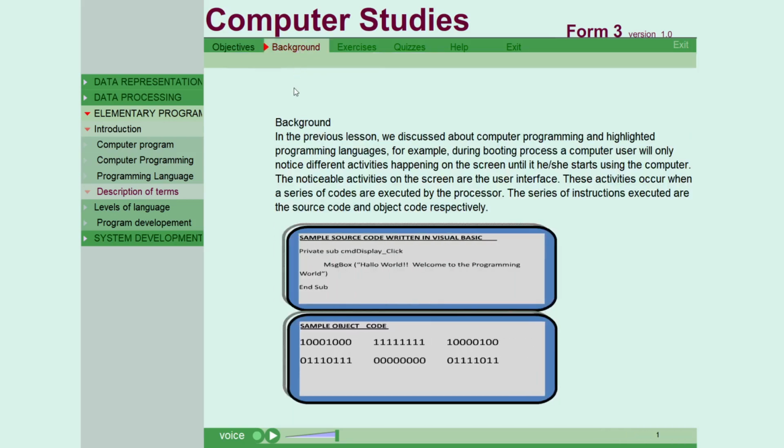In the previous lesson, we discussed computer programming and highlighted programming languages. For example, during the booting process, a computer user will only notice different activities happening on the screen until he or she starts using the computer. The noticeable activities on the screen are the user interface. These activities occur when a series of codes are executed by the processor. The series of instructions executed are the source code and object code, respectively.